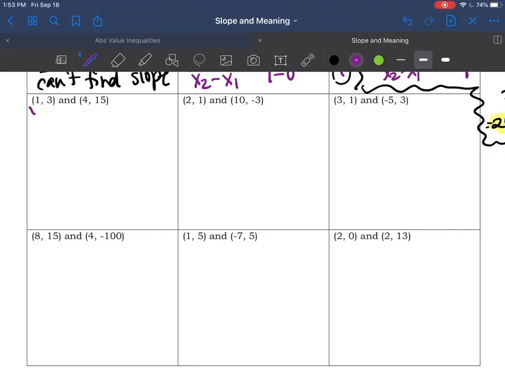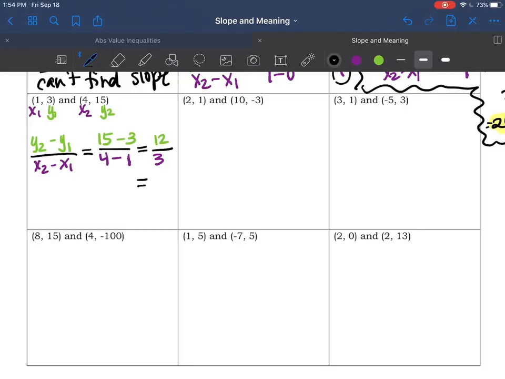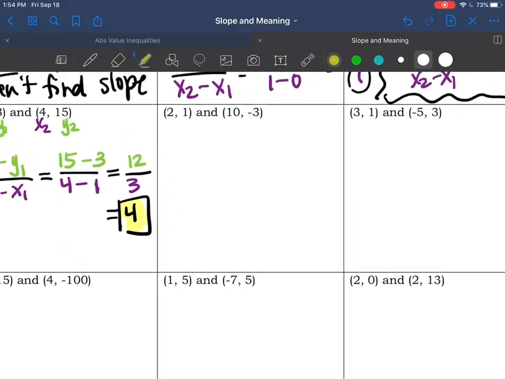Okay, and so go ahead and label x1, x2, y1, y2. So y2 minus y1 over x2 minus x1. y2 minus y1 over x2 minus x1 gives me a 12 on top, gives me a 3 on bottom. 12 divided by 3 simplifies to 4. Love it when the bigger number's on top and it simplifies nicely.